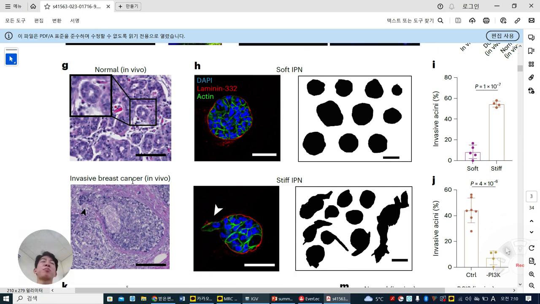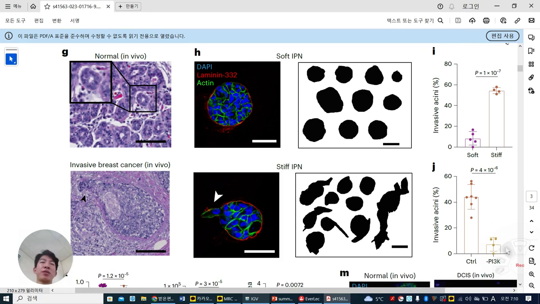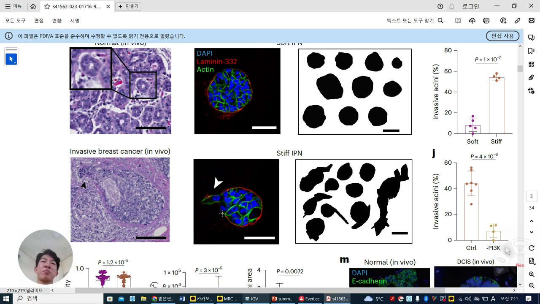But in invasive breast cancer in vivo, and then in their model, they found this is like a basement membrane, but some part, after making this collective duct, has irregular shape. They try to penetrate to other matrix, and then this basement membrane looks ruptured here. And from their model gel, they confirm a perfect basement membrane laminin structure, but here a certain part is ruptured, and then this collective cell tries to migrate to the other side.